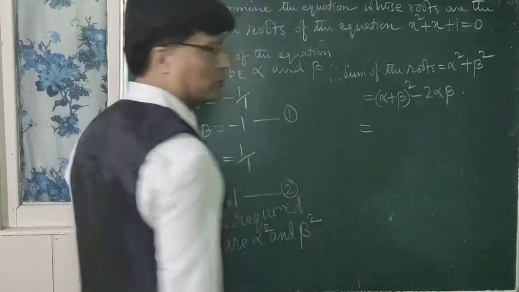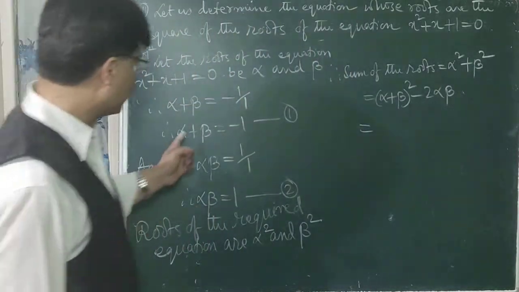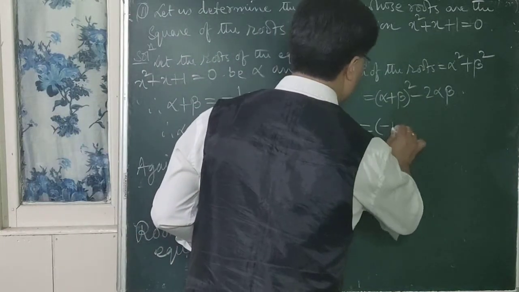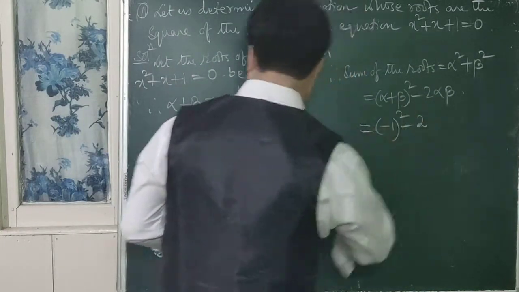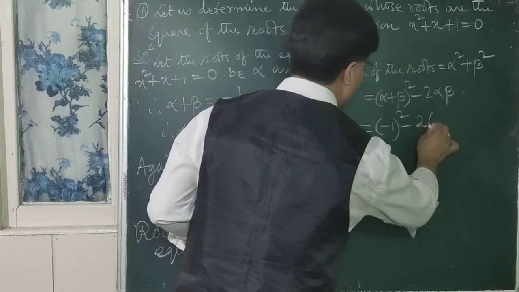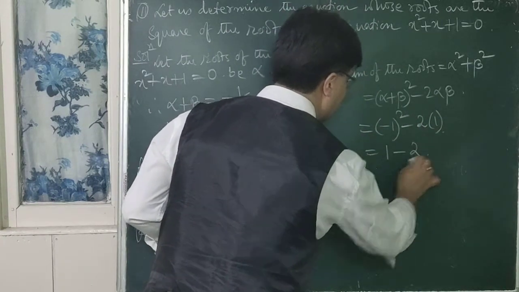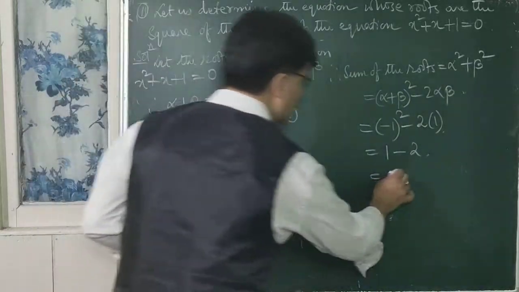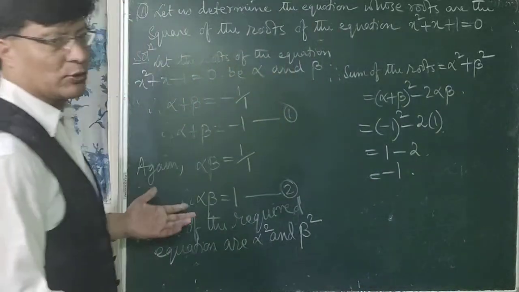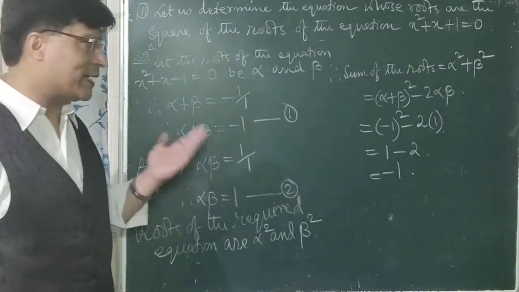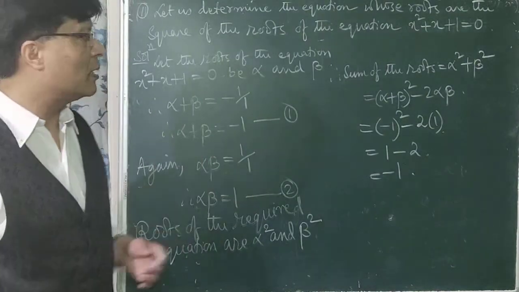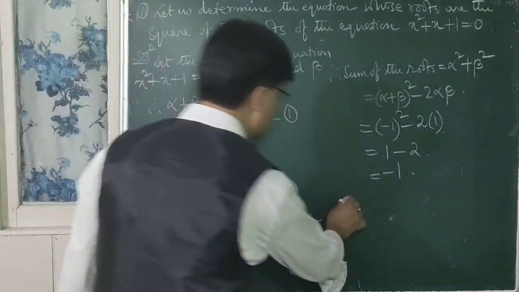So which is equal to, what is alpha plus beta? Minus 1 whole square minus 2 into what is alpha beta? It is 1. So which is equal to minus 1 whole square is 1, minus 2 ones are 2. What is 1 minus 2? Minus 1. Different signs subtracted, you have to write down the sign of the greater number, that is minus 1. Now write down product of the roots.